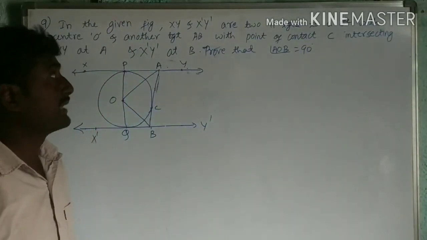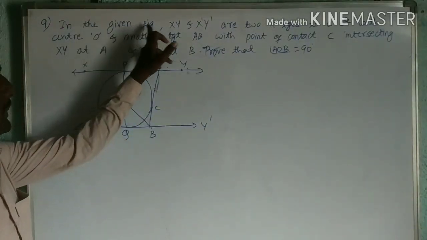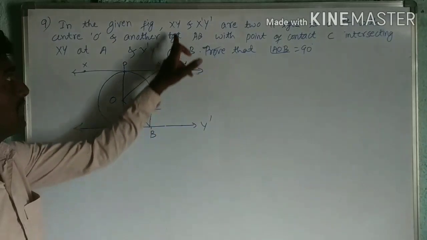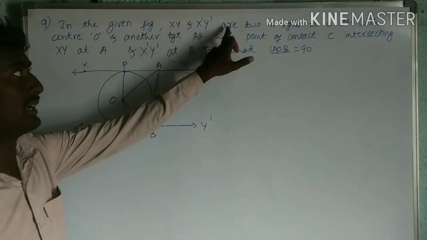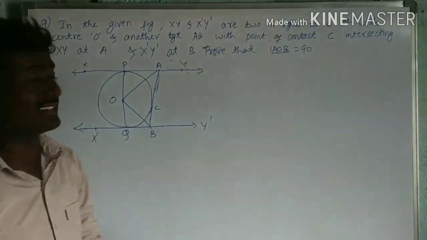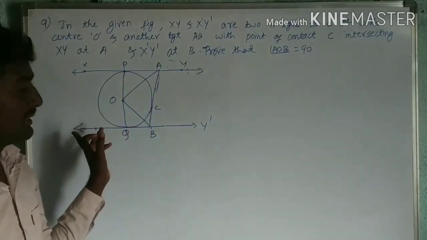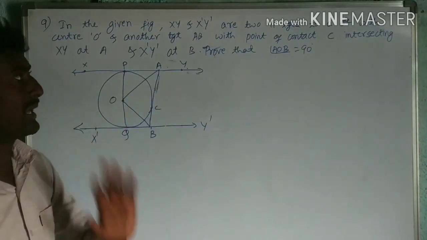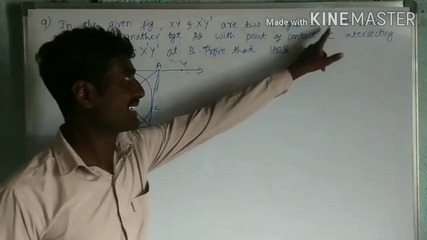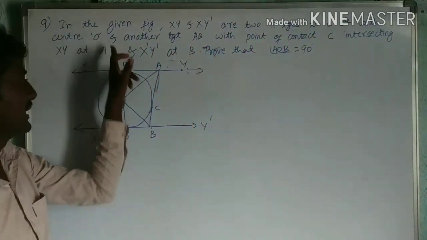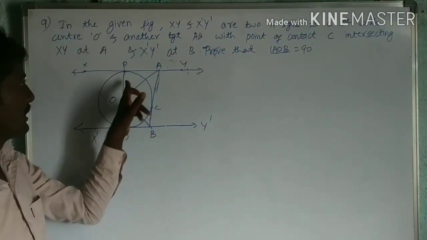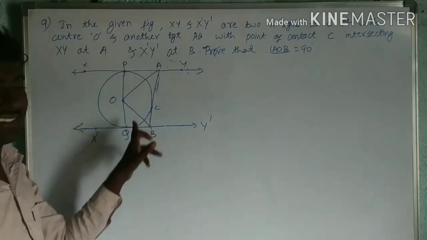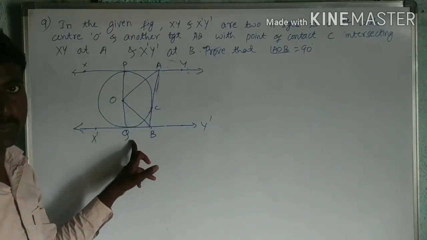Let us solve the ninth question. In the given figure, XY and X'Y' are two parallel tangents to a circle with center O. The points of contact for these two tangents are P and Q.